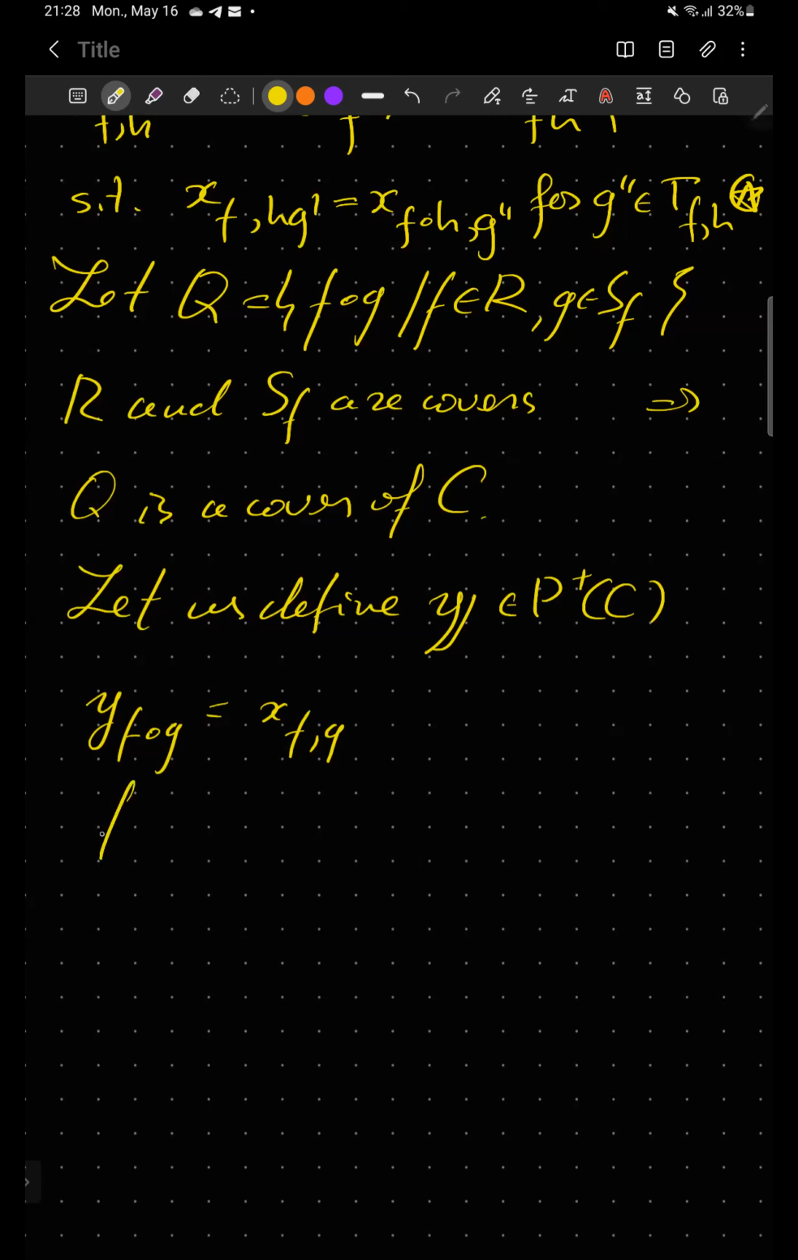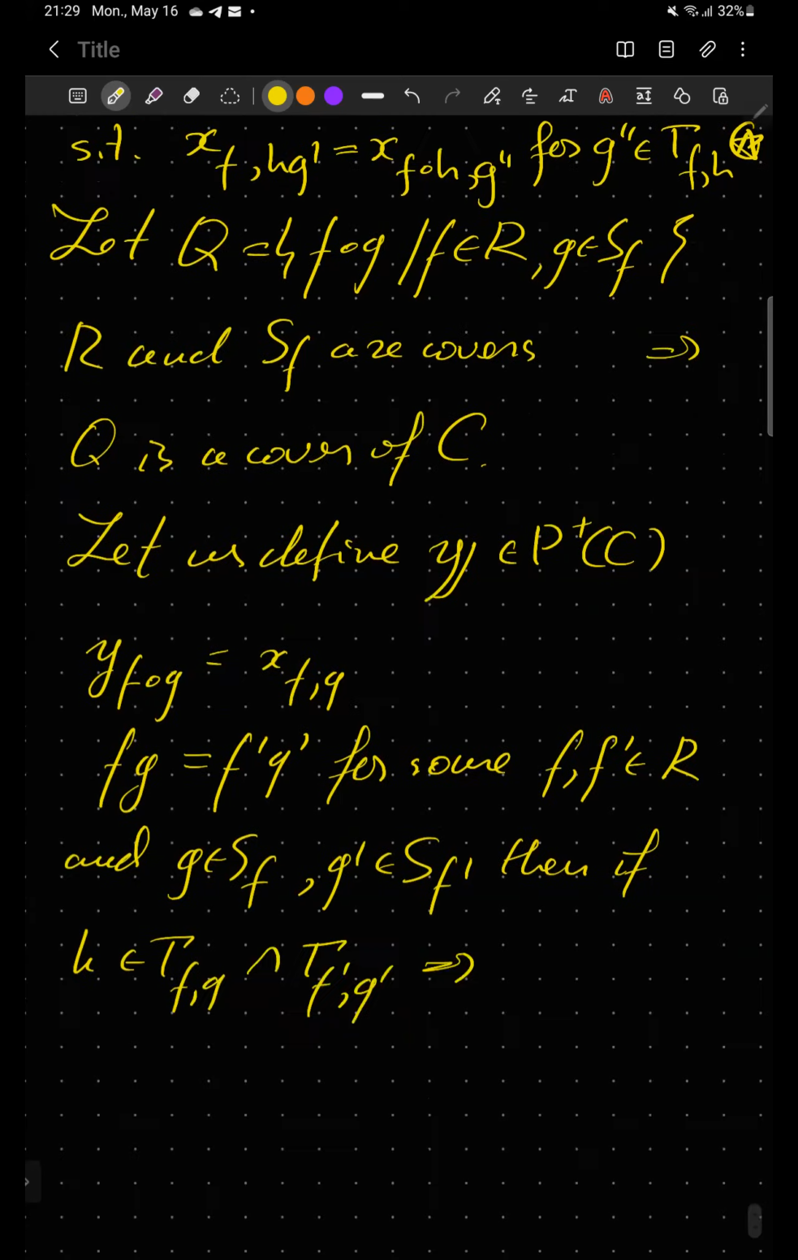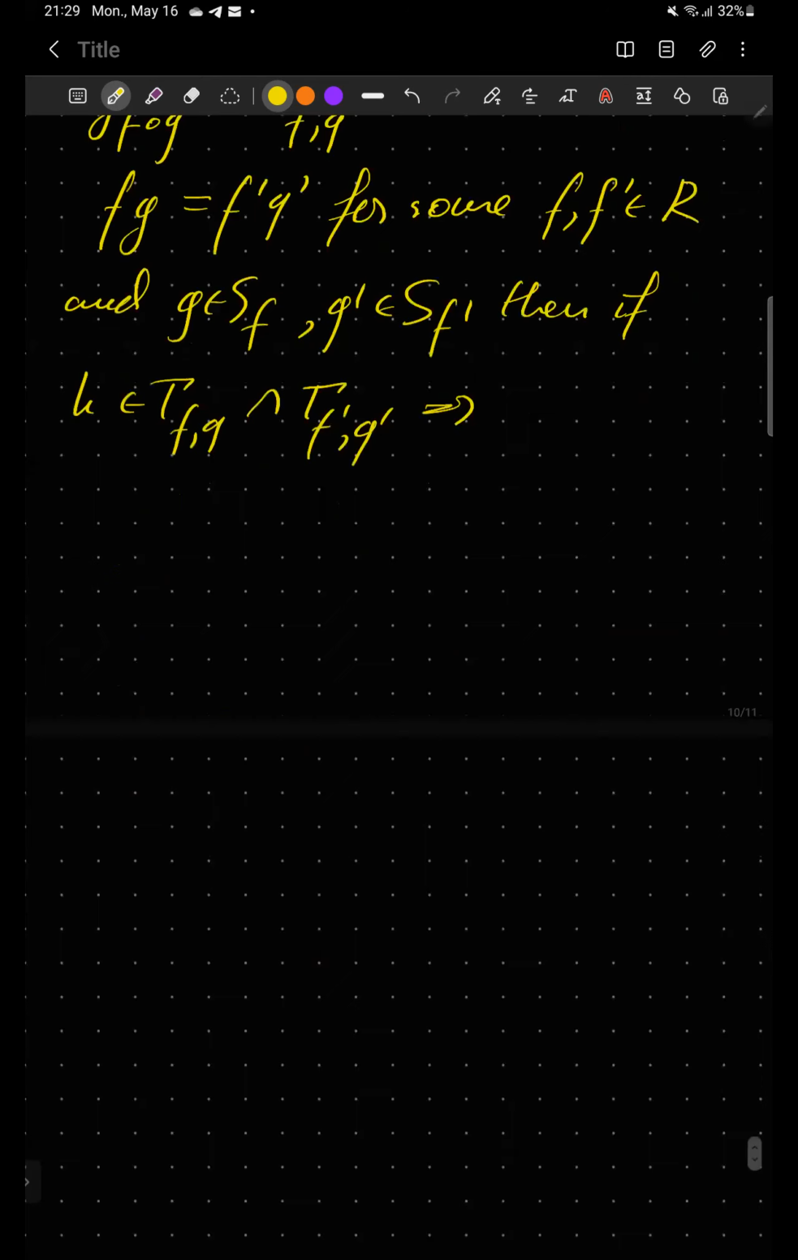So assume that Fg is equal to F prime G prime for some F prime in R and G in SF, G prime in SF prime. Then if K belongs to TFG intersected with T prime G prime, then XFGH is equal to XFGH since XF is matching.